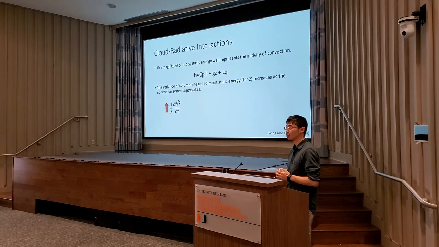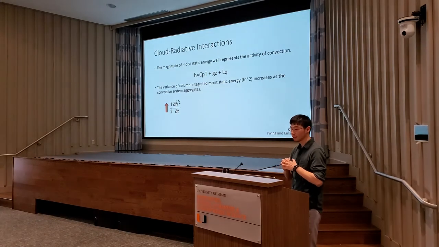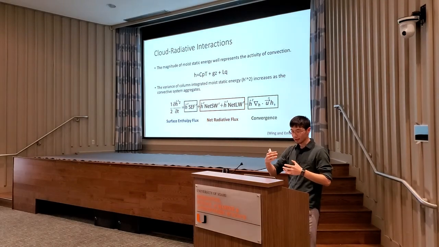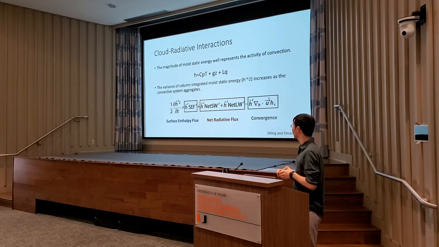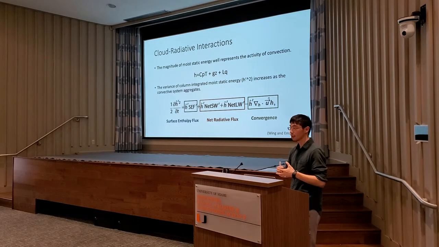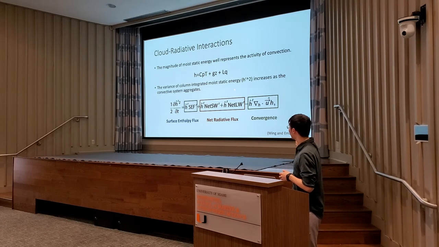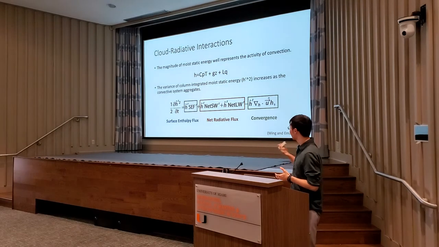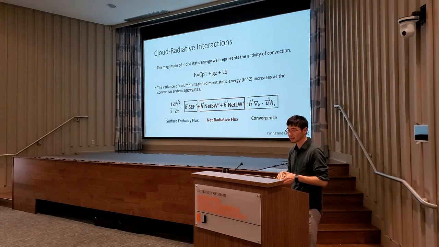And in previous studies, they found that when the tropical convective system develops, typically the variance of column integrated moist static energy also increases. And there are three major terms that affect the evolution of this quantity, which are surface enthalpy fluxes, net radiative fluxes, and also the convergence of itself. And in previous studies, they have shown that the radiative terms dominate these feedbacks. So it has the largest contribution to the evolution of the variance of moist static energy.